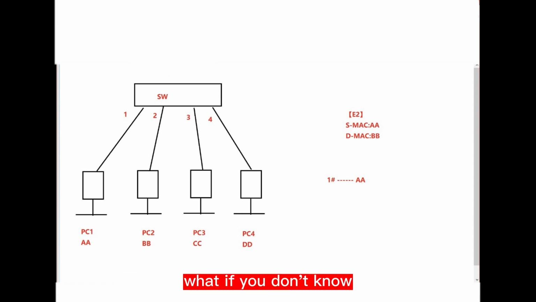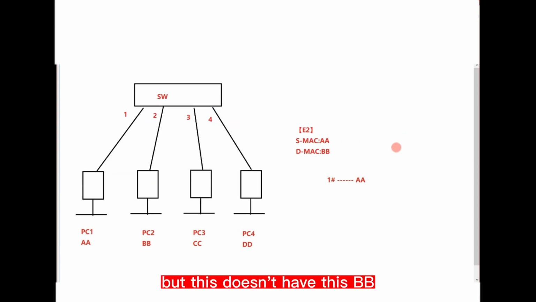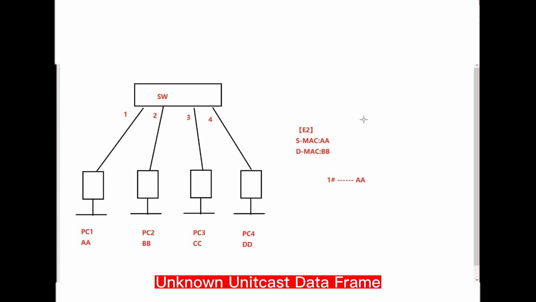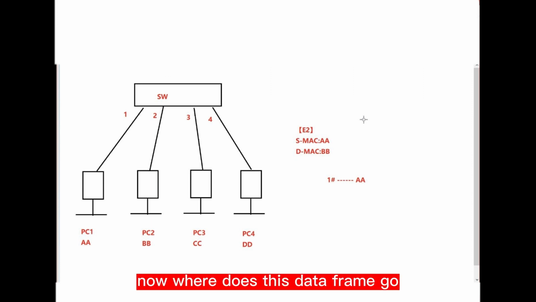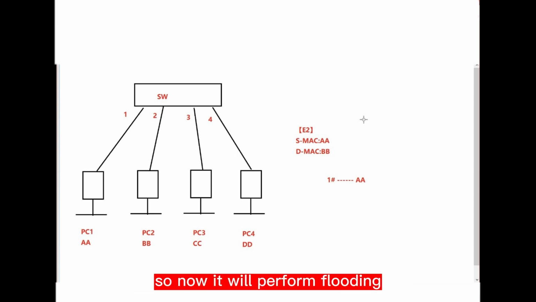What if you don't know? Now it's going to BB, but the switch doesn't have this BB. Then what should we do? If there is no entry for it in this switch, it is an unknown unicast data frame. Now where does this data frame go? It doesn't recognize the destination MAC, so now it will perform flooding.